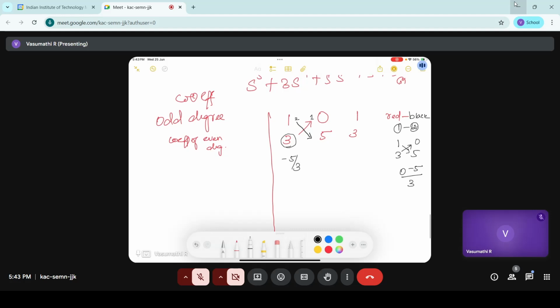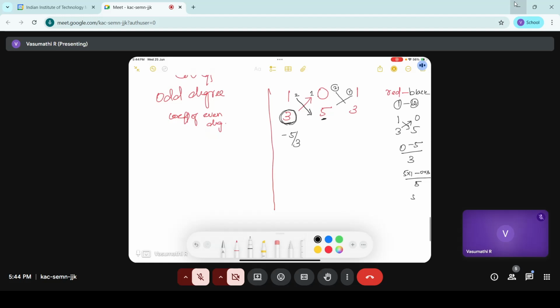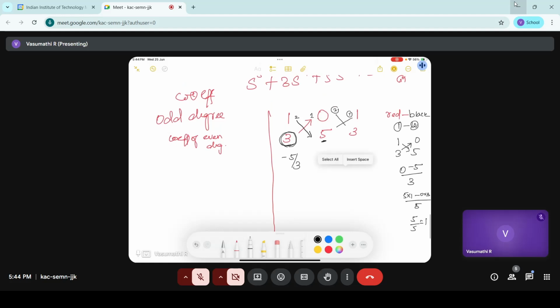What I did is I multiplied this first, then this black term second, then subtracted both of them, then divided by this place value. The next time I have to repeat the same step. First, I will multiply 5 into 1, minus the second product: 0 into 3, divided by 5. That is 5 by 5, which will be 1. There is nothing else to multiply, so I am going to leave this place as it is.